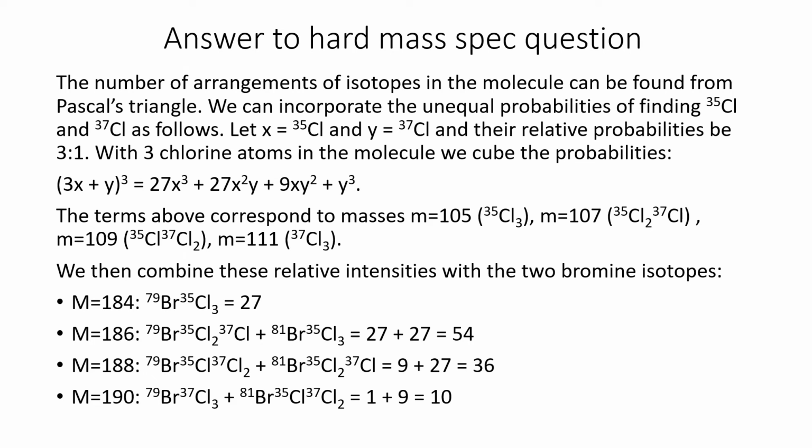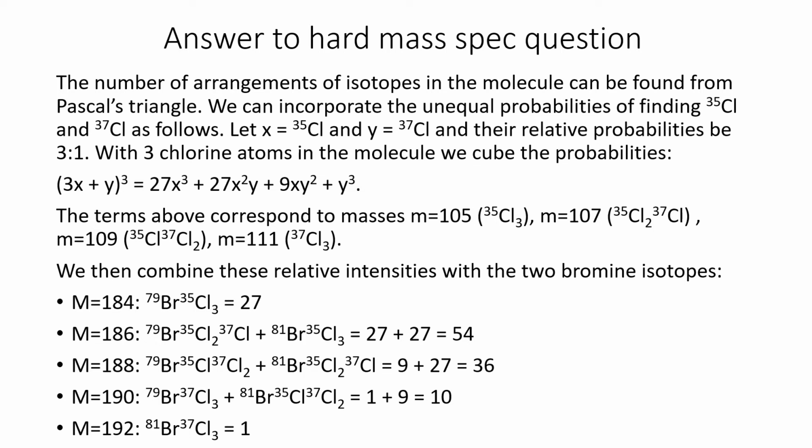Then up to the next one, where we can have 3 heavy chlorines with a light bromine, or 2 heavy chlorines with a heavy bromine. Again, adding up the probabilities. And then there's just one way of doing the heaviest possible, where we've got the heavy bromine with all the heavy chlorines, and this just comes out as 1. So 1 was the relative probability of having all the chlorines heavy, 1 for the heavy bromine as well.